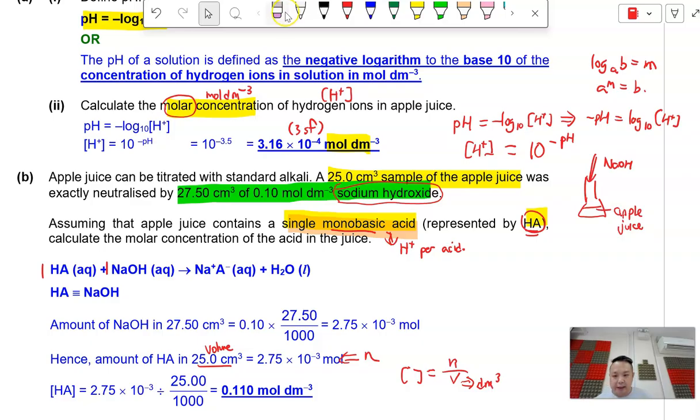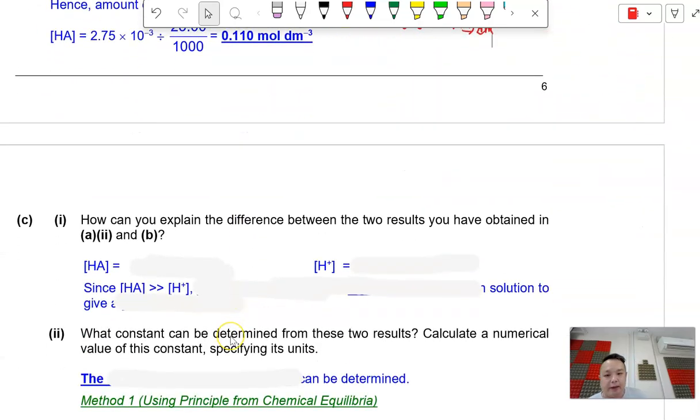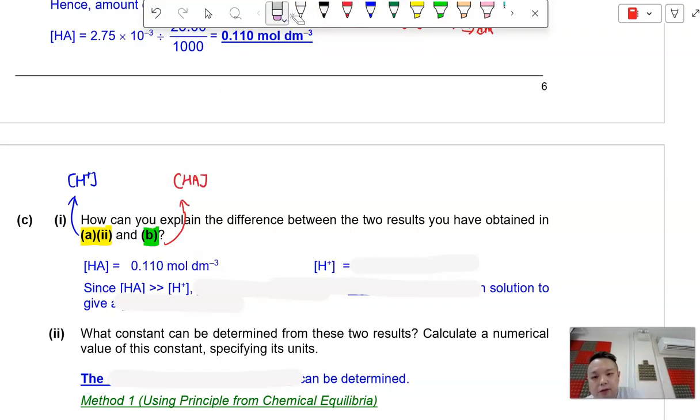Okay, we move on to part C. For part C, the question requires you to compare your answer in A part 2 and part B, and to make an explanation for the difference. Let's take a look at what this question is trying to achieve. In A part 2, what we calculated was the concentration of H+. In part B, what we calculated is the concentration of HA.